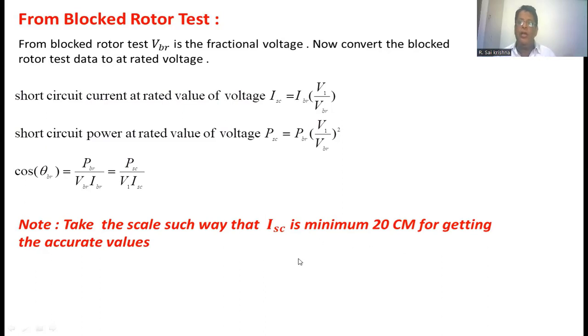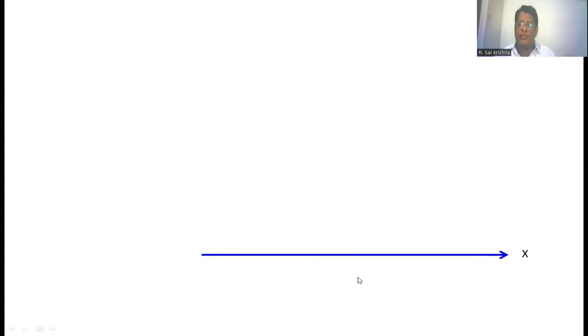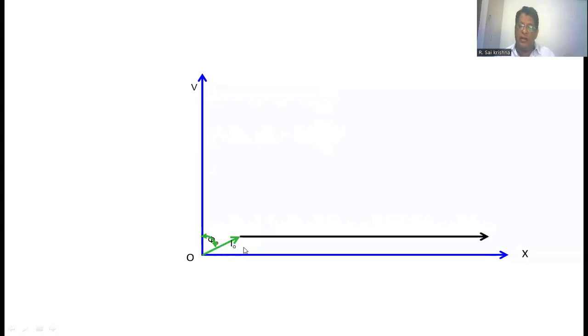Now we are going to see how to draw the circle diagram. First, we take the x-axis, and on the y-axis we take the voltage, which is applied to the induction motor. First, you have to represent the no load current. Already you have taken the current scale, so you have to convert this no load current into centimeters. This is the no load power factor angle, so from the y-axis, you have to measure the no load power factor. Now from this point, you draw the length of the no load current you have taken. This is the no load current. Now you have to draw one horizontal line from the tip of I0, parallel to the x-axis.